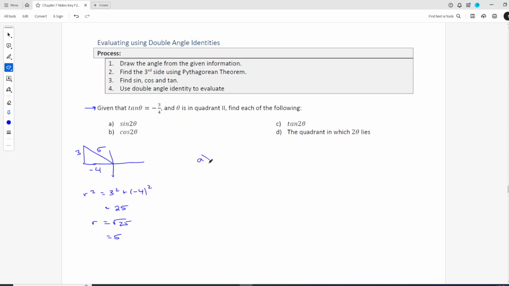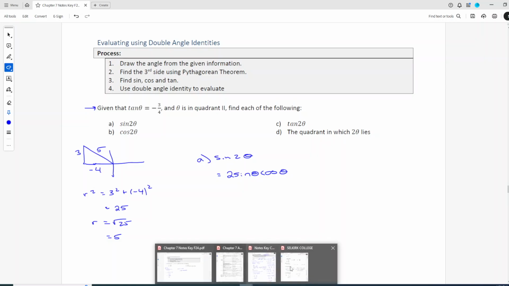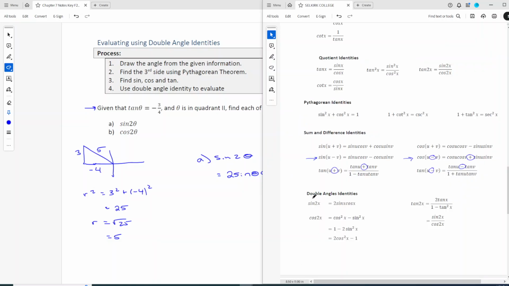So let's start with sine 2 theta. Now hopefully you've done enough identities that you have that one memorized. So sine 2 theta is 2 sine theta cos theta. If anyone's unsure, we go to our formula sheet, double angle identities. Sine 2x is 2 sine x cos x.